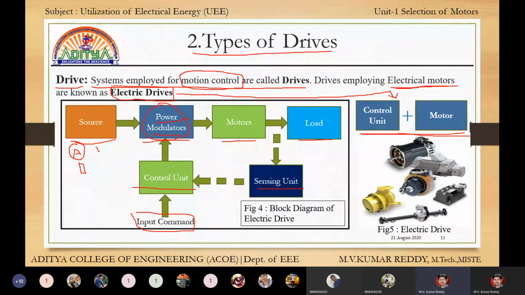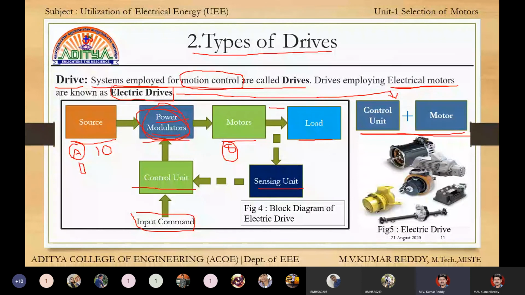If we are giving, let us say, 10, but the motor requires only 8, the power modulator divides the power and gives only 8. That is the function of the power modulator. Next, load.